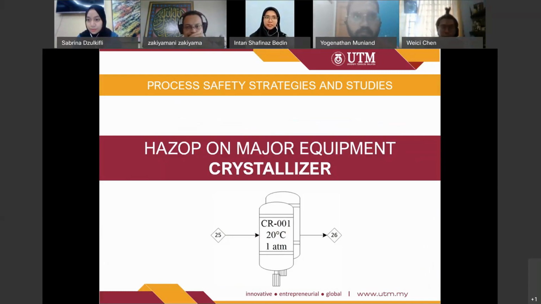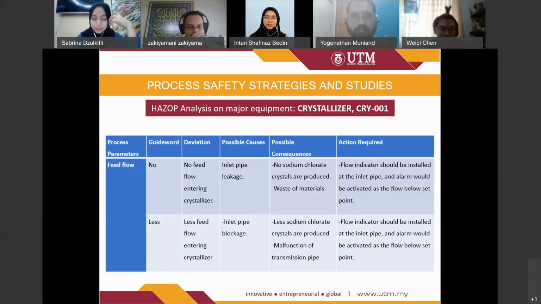Now I'm going to introduce you to the heads-up of the crystallizer. So the first parameter of the heads-up of crystallizer is the feed flow. When there is no feed flow entering the crystallizer, which may be caused by the inlet pipe leakage, the possible consequence is that no sodium chlorate crystal are produced. So the action required is to install the flow indicator.